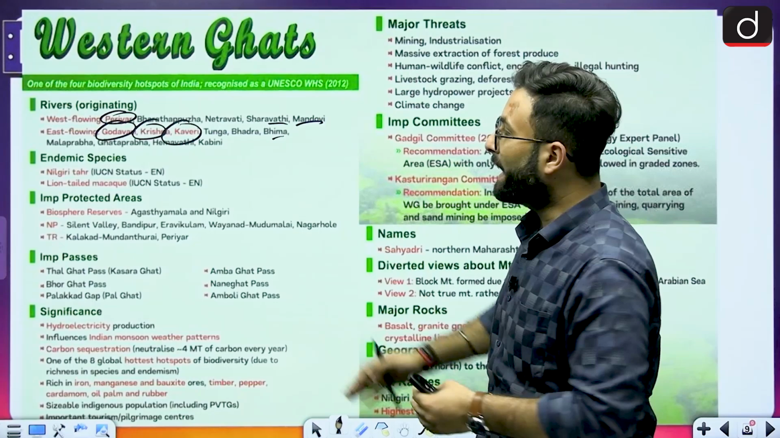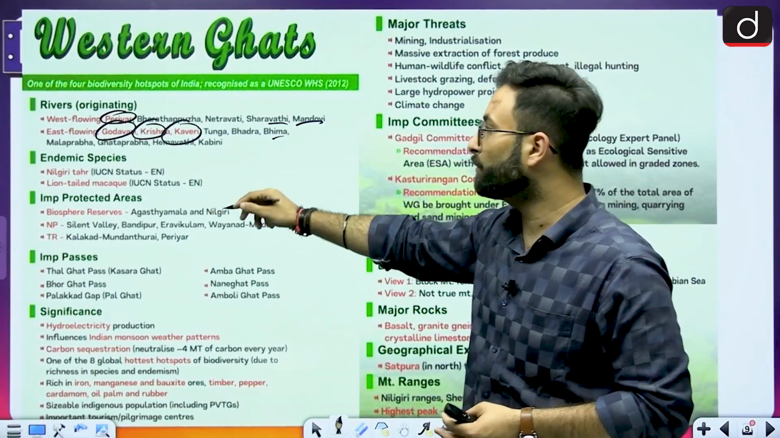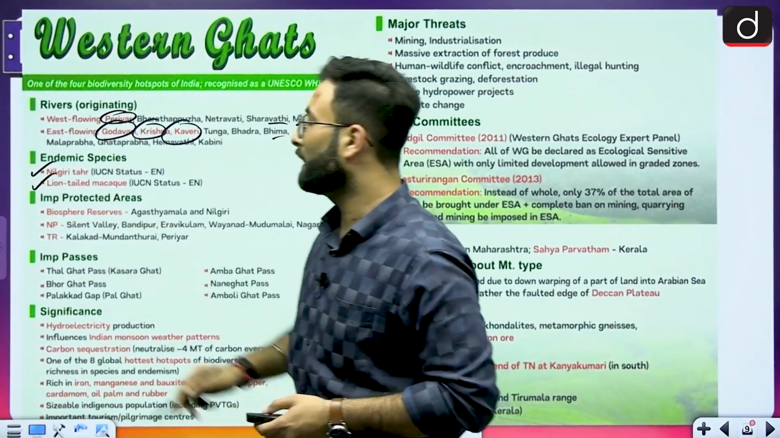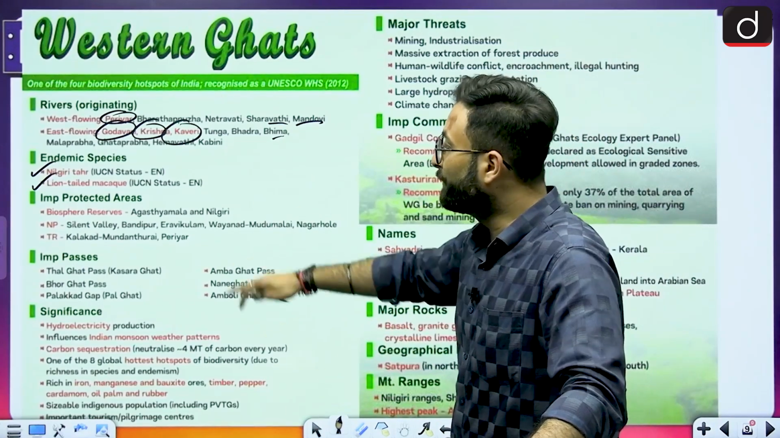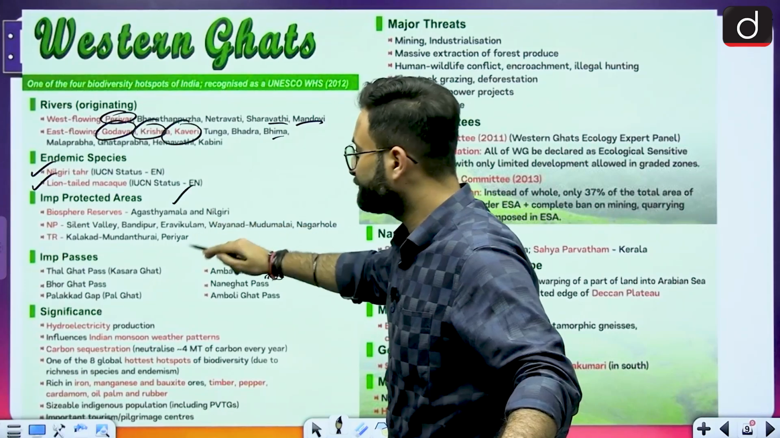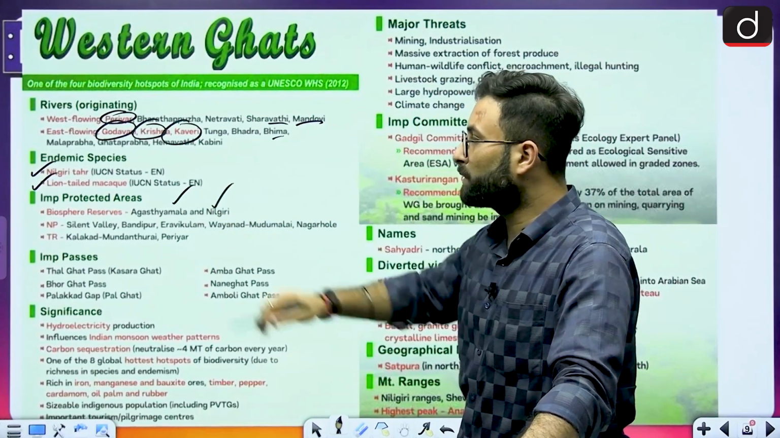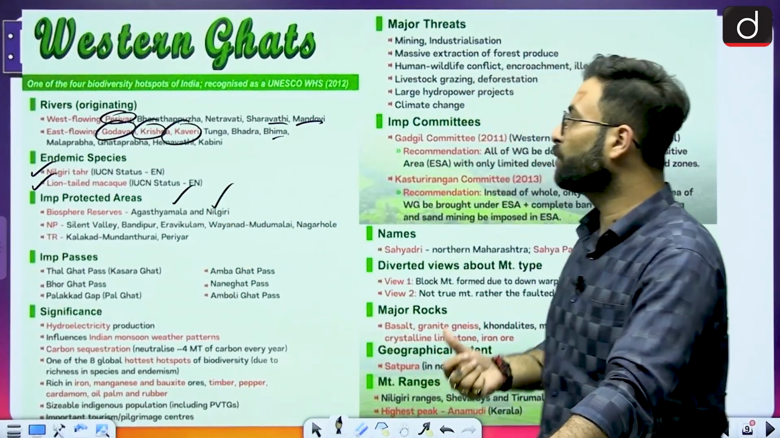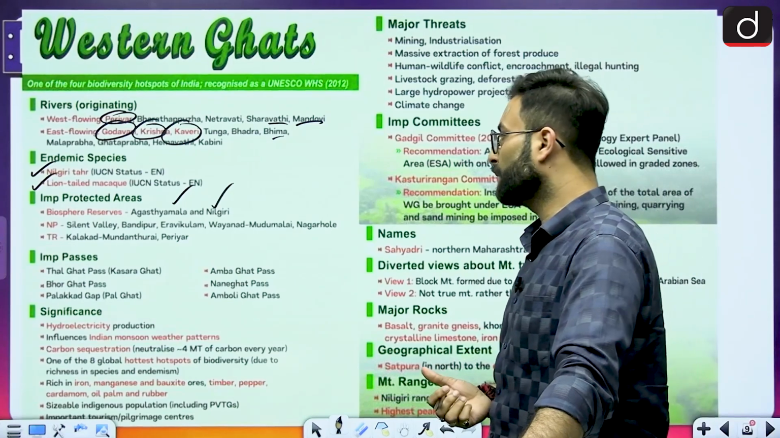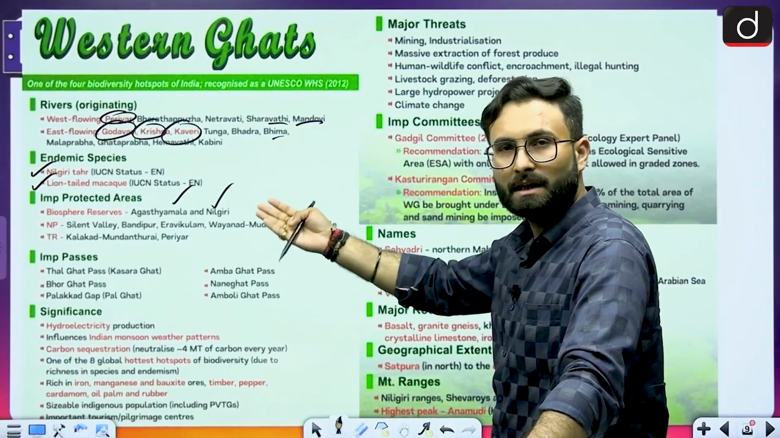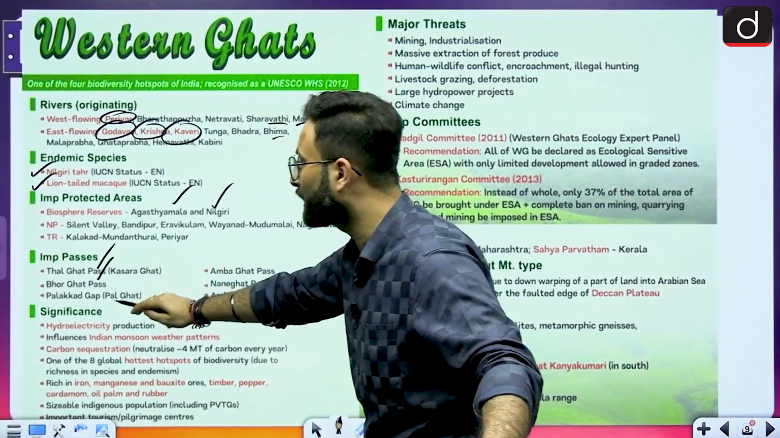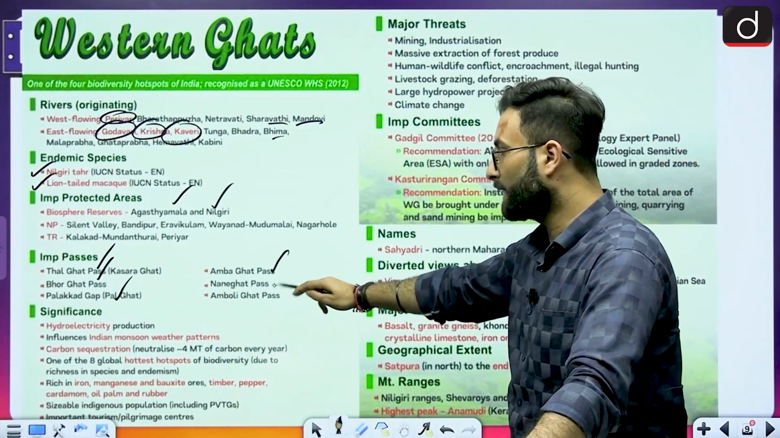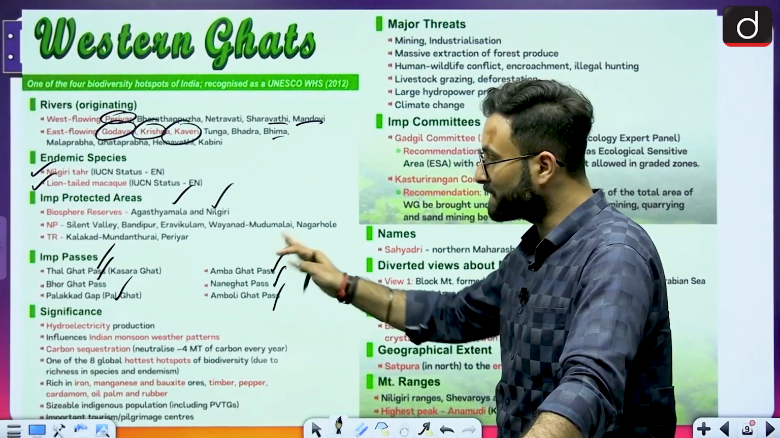Coming to the next one, endemic species etc. That has been given over here. Nilgiri tahr and the lion-tailed macaque, which are quite important in this particular region. If we talk about the protected area, Agasthyamala, Nilgiri. When we talk about the national parks, Silent Valley National Park, Bandipur, Eravikulam, Wayanad, Mudumalai, Nagarhole. So these are some of the important things which you should remember. Important passes are given, that is Thal Ghat, Bor Ghat, Palakkad Gap, Amba Ghat, Nane Ghat, Amboli Ghat pass. All these passes are also important.